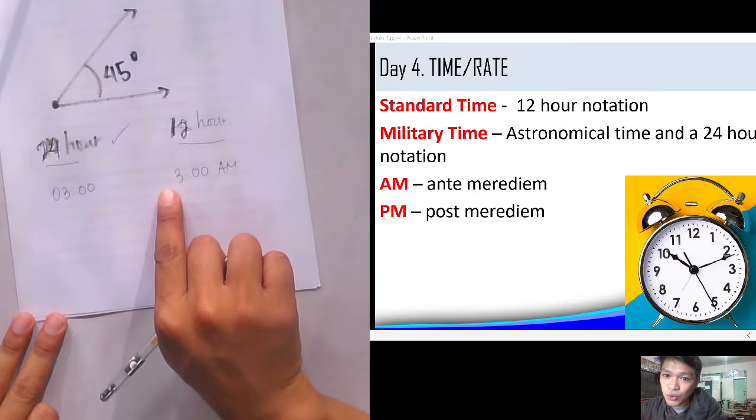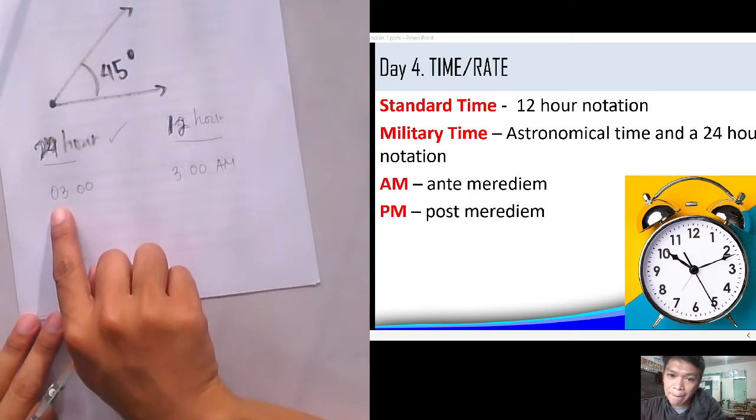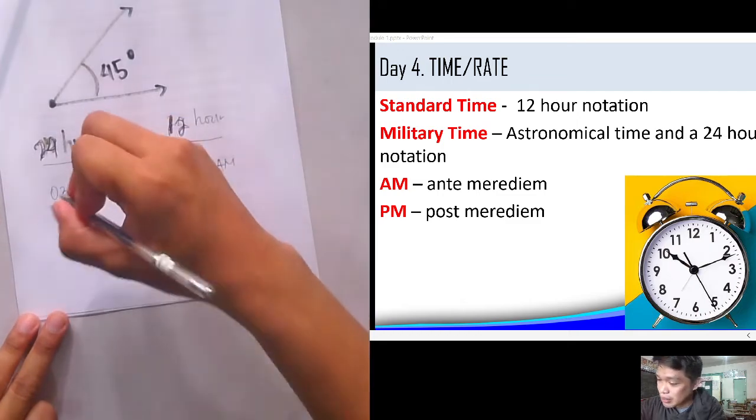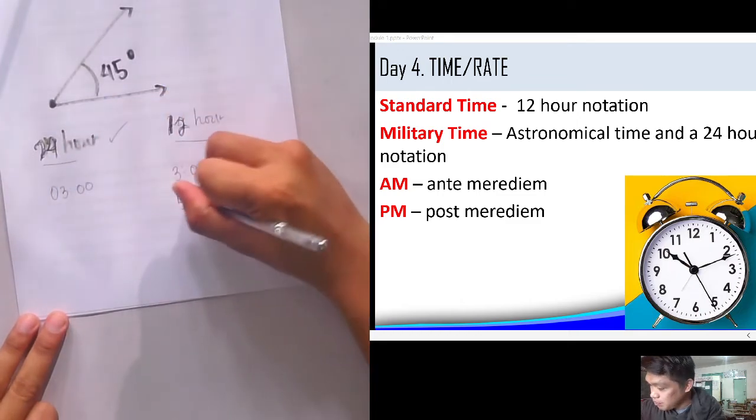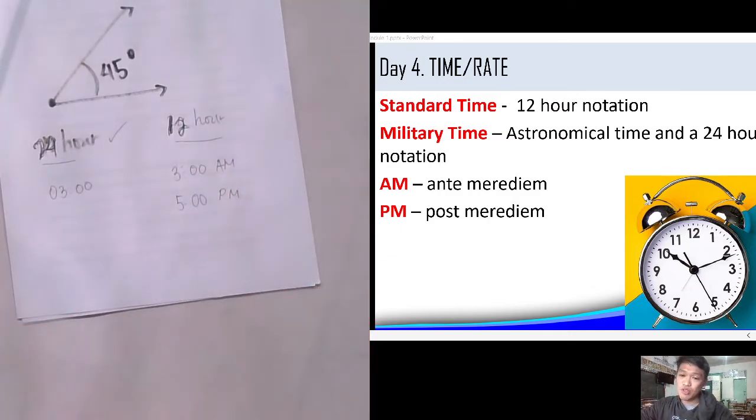Kapag walang 0, 12-hour format po yan siya. Kapag merong 0, 24-hour format yan siya. Okay, next, what about 5 p.m.? Anong oras po yan siya? Okay, 5 p.m., lumampas siya ng 12 o'clock ng tanghali.